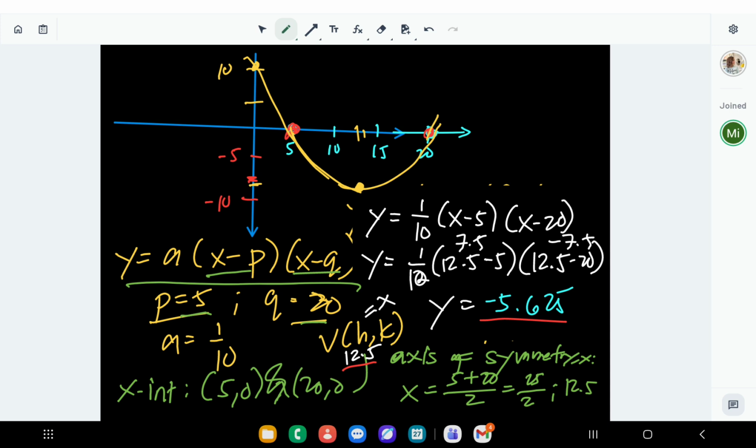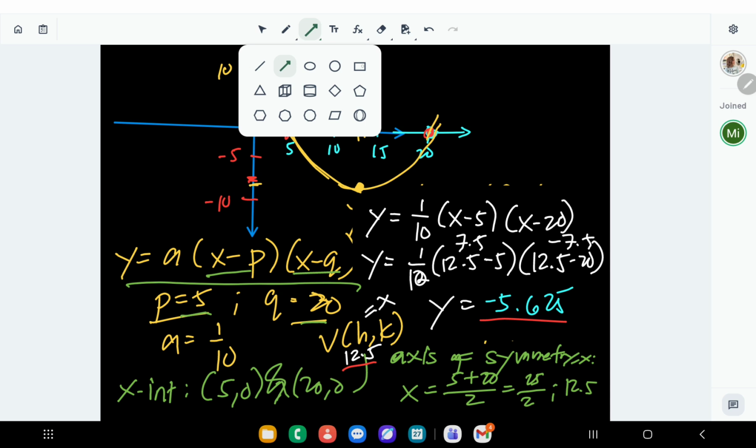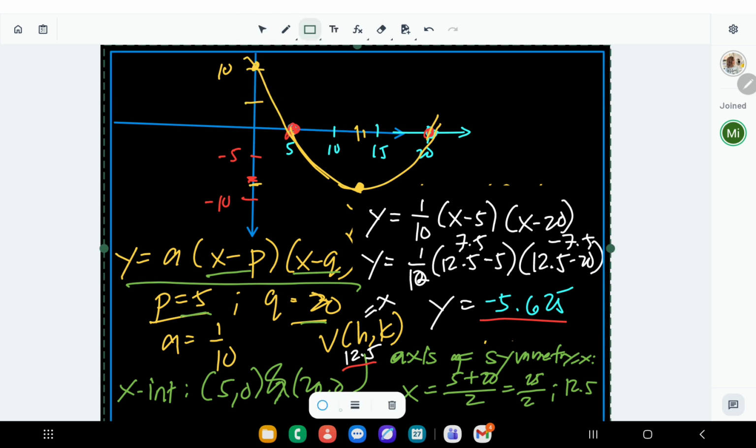Let's move on to number 5. Okay. Graph the given function on the xy plane provided and label the vertex, x-intercepts, and y-intercept.